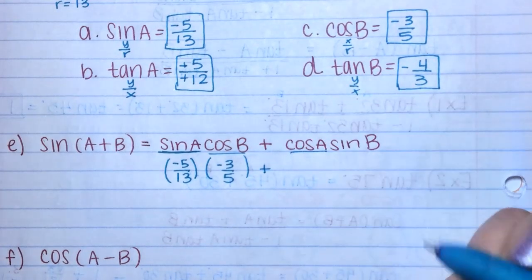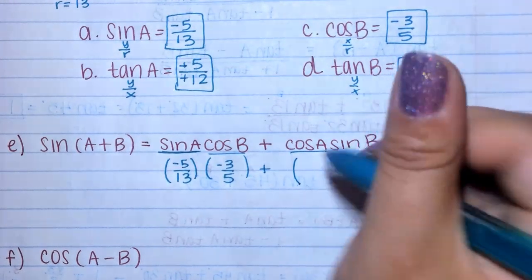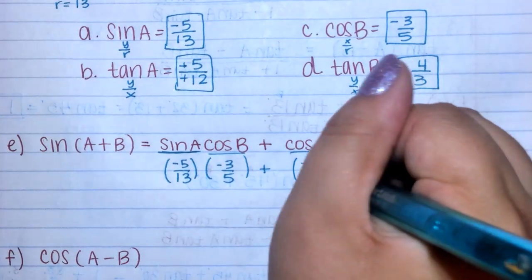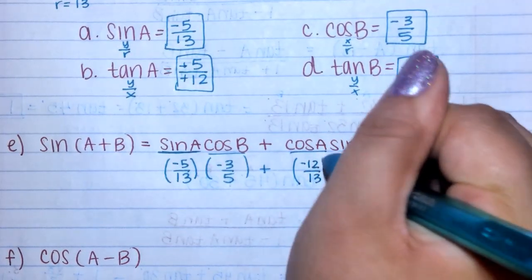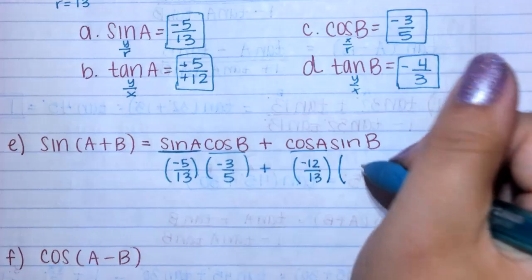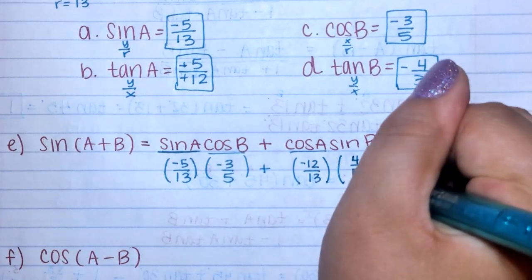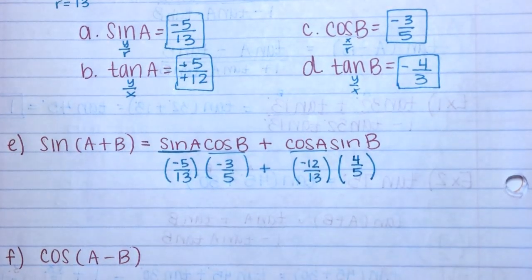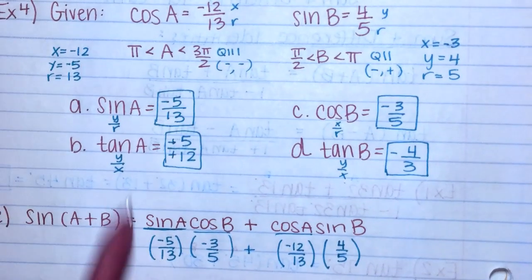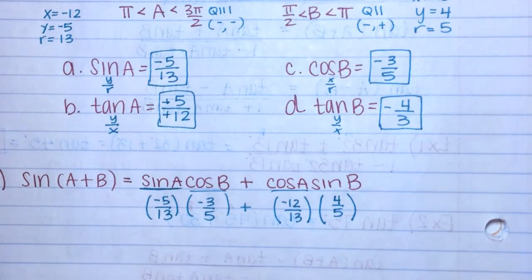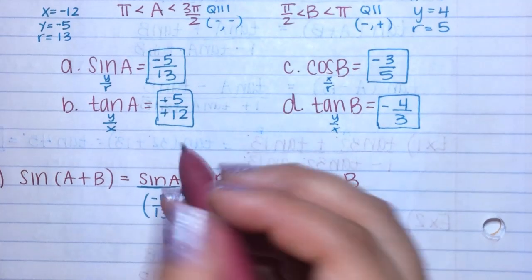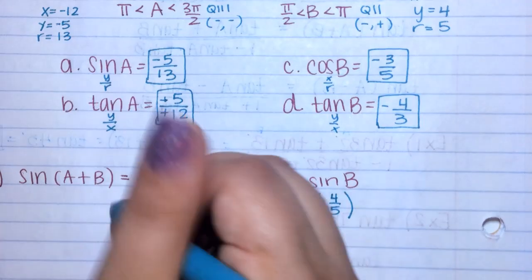What is the cosine of A? It's at the very top, the one I gave you. Negative 12 over 13. And what is the sine of B? Also at the top, 4 over 5. You are just plugging in the values we already found. So I'm taking these things at the top, plugging them in. I don't have to write sine or cosine or anything. You're just plugging in those numbers. And now, don't forget your equal sign, please.